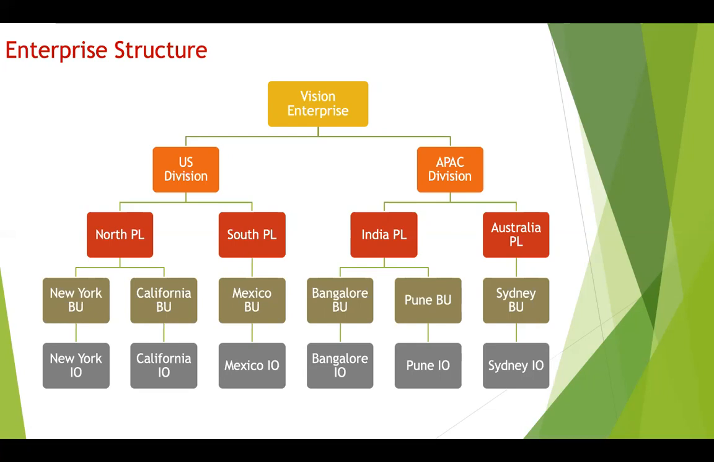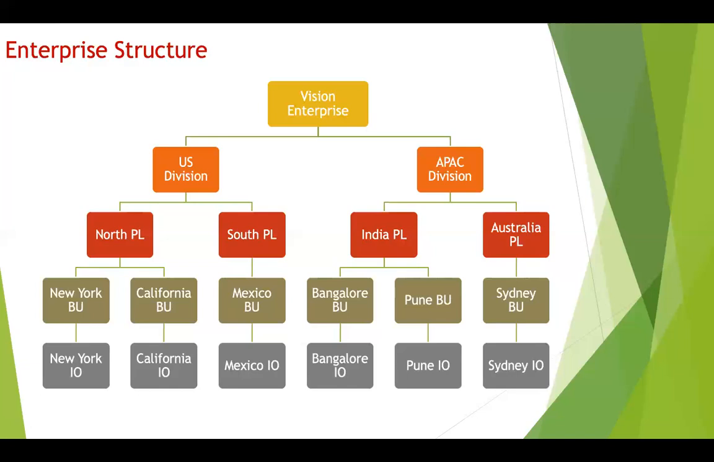And under the APAC division, there are two primary ledgers: the India primary ledger and the Australia primary ledger. If you go to the next level, it's the business unit level, which was earlier known as the operating unit. This is a very important aspect, because most of your business transactions are tagged to the business units.